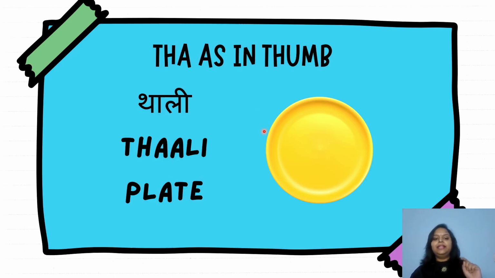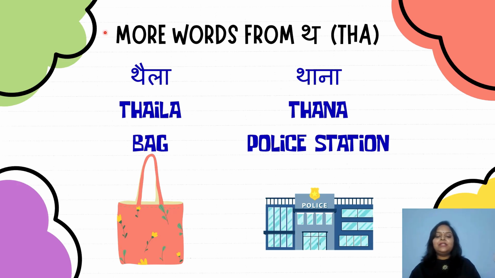Next consonant is tha. Tha as in thumb. And the word starting from tha is thali. The plate in Hindi is called thali. More words from tha are thela, that is called bag. Bag in Hindi is called thela, and thana. Police station in Hindi is called thana.